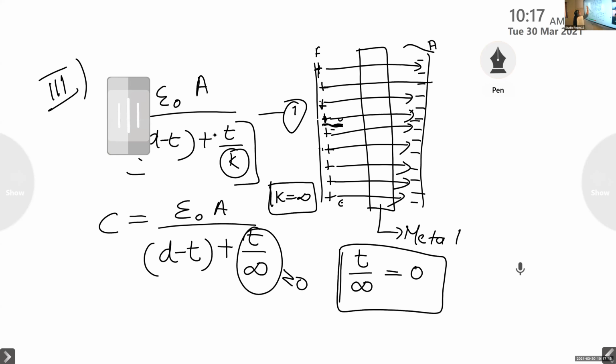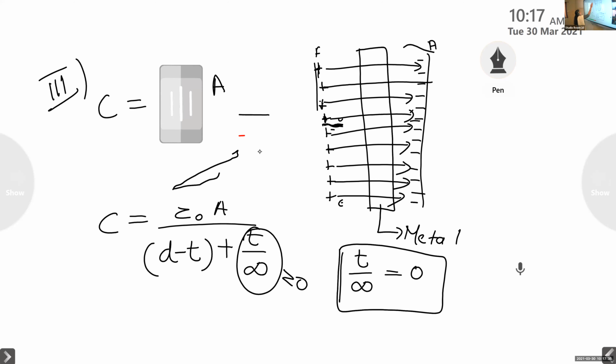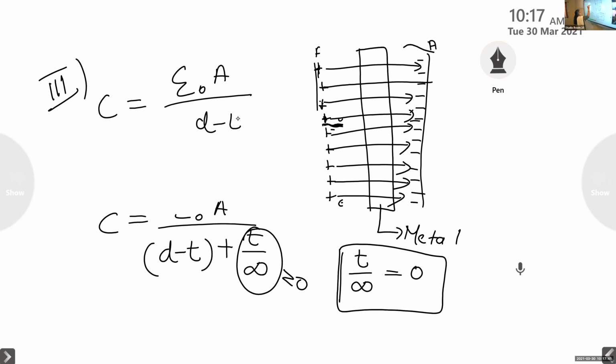So in the third case, the expression for capacitance becomes C is equal to epsilon 0 A divided by D minus T, because the second term cancels. So C is equal to epsilon 0 A divided by D minus T.